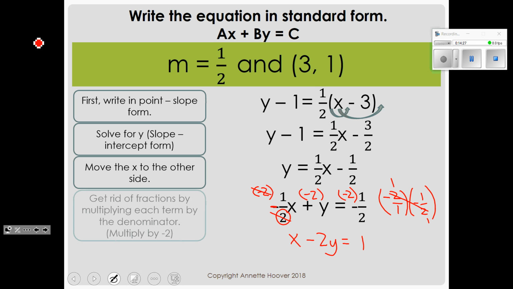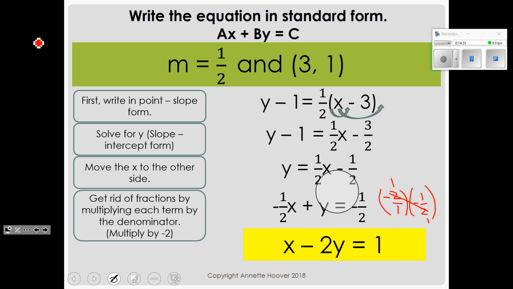So in standard form, that would simply be x minus 2y equals 1. Standard form, no fractions, and the leading coefficient right here needs to be positive, and that is an imaginary or an invisible 1x. That is our lesson for today.